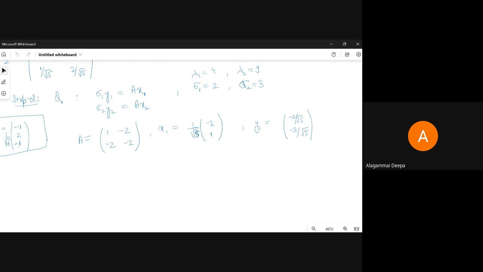Let's check then. Y1 will be 1 by 2 root 5 times the matrix 1, minus 2, minus 2, minus 2 applied to minus 2, 1. This will be 1 minus 2 minus 2, which is minus 4, and 4 minus 2, which is 2. So you get minus 2 by root 5 and 1 by root 5. The earlier answer is not correct. This is 1 by root 5.